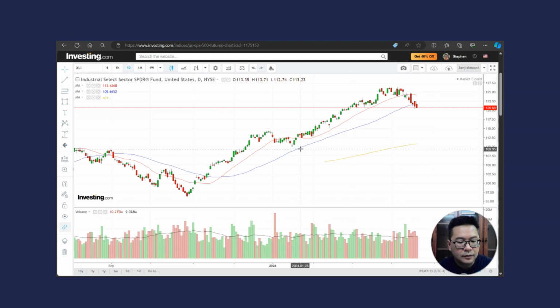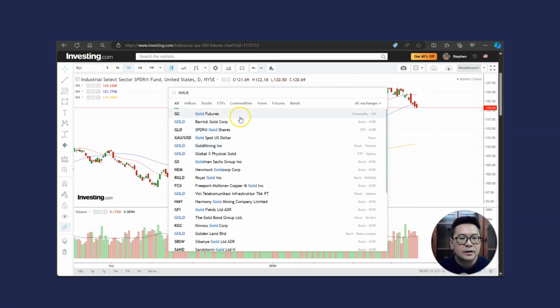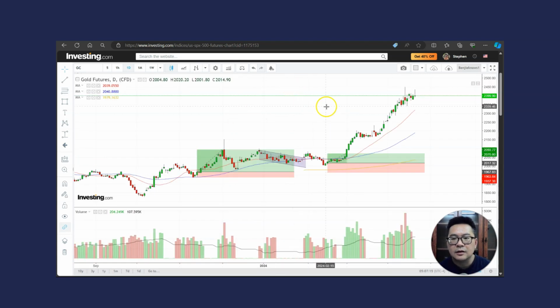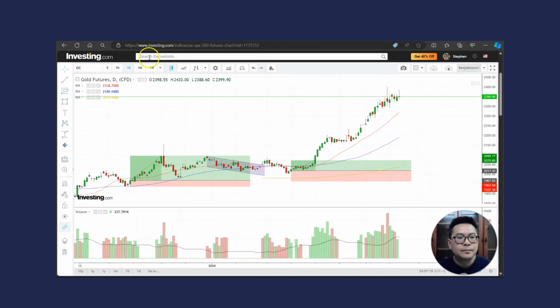So let's take a look at gold prices at this moment. Gold futures are still edging up, still above the rising 20 MA, and therefore we should be bullish buyers in gold at this moment.